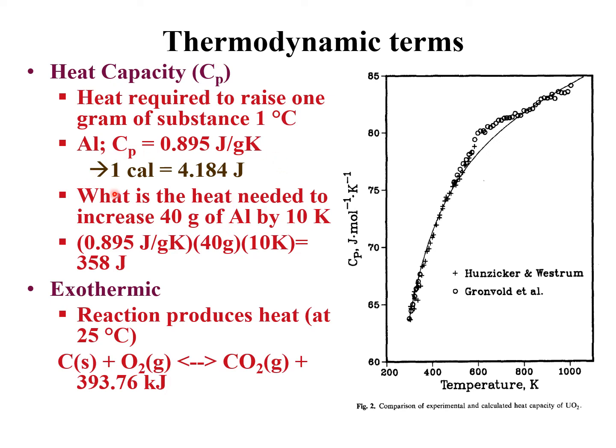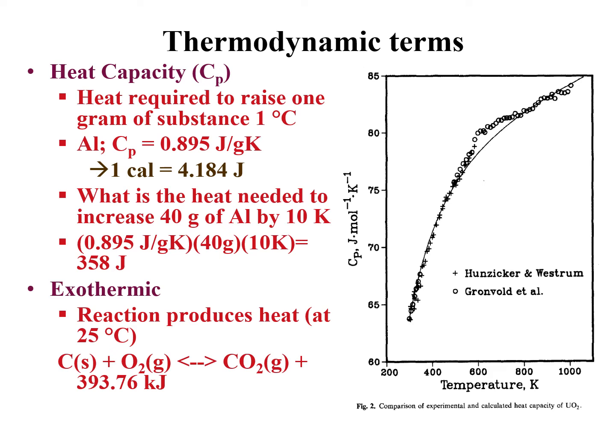Some of the data that we'll look at will be listed in calories, so here's a conversion factor between calories and joules. So you can use this equation to solve, for instance, what heat is needed to increase 40 grams of aluminum by 10 degrees, and that answer would be close to 360 joules.